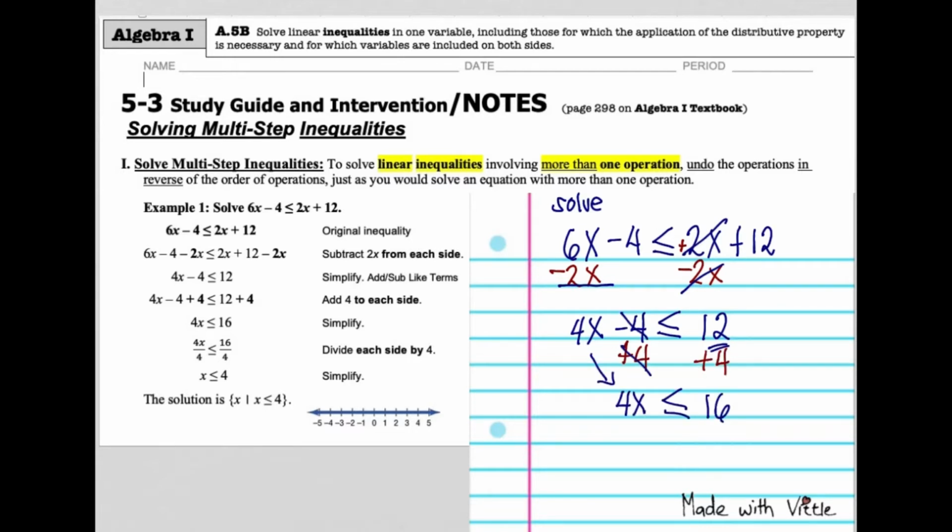Now the last thing to do is make sure that x is all by itself by doing the opposite of multiplication, which is divide. We're going to divide by 4 on each side. Therefore, the value of x should be less than or equal to 4.